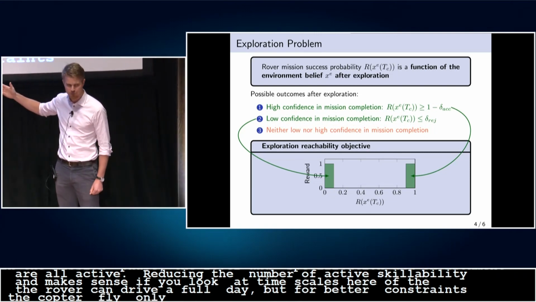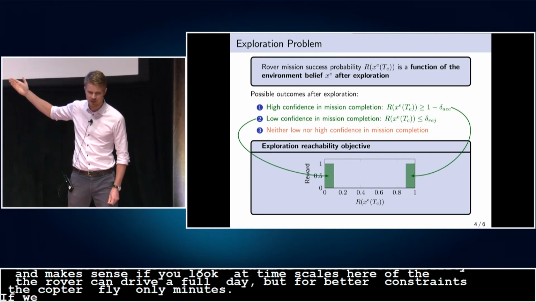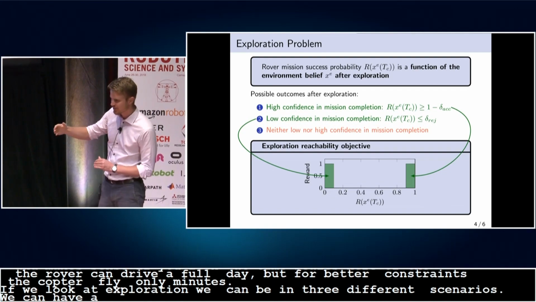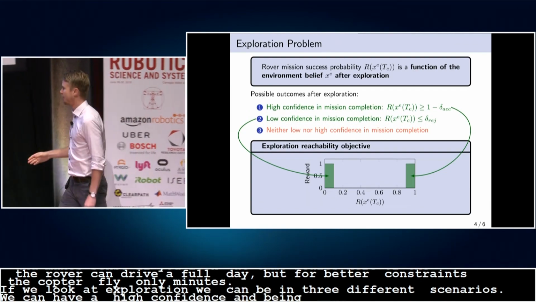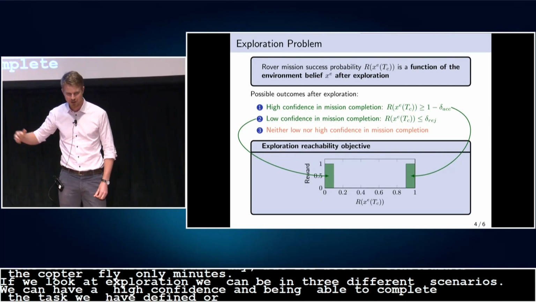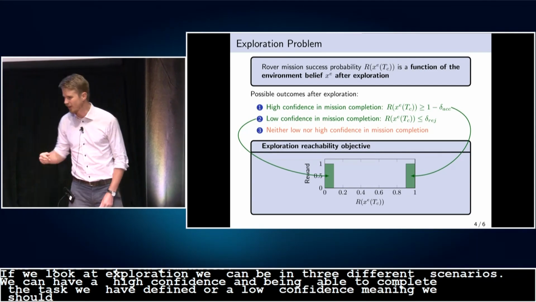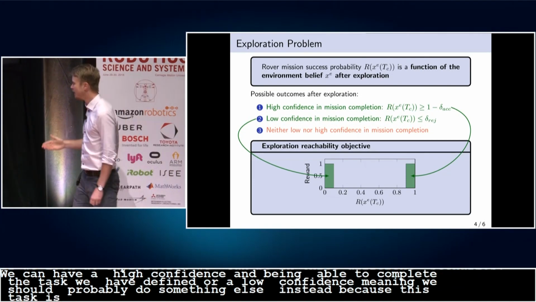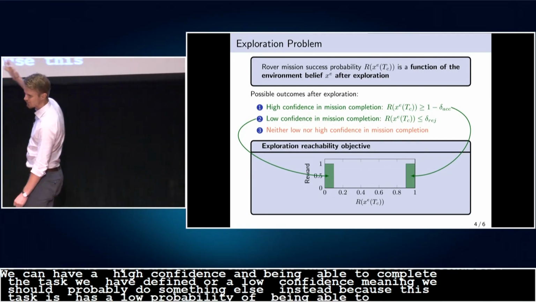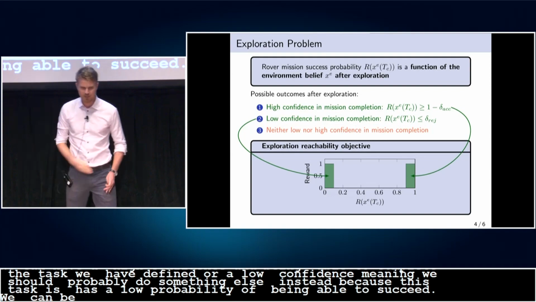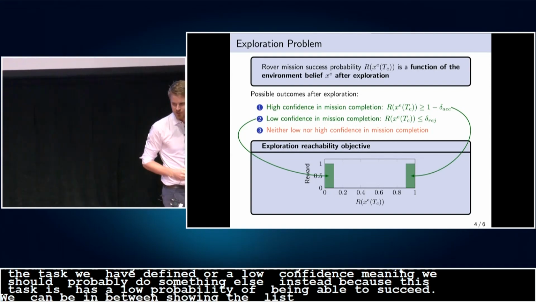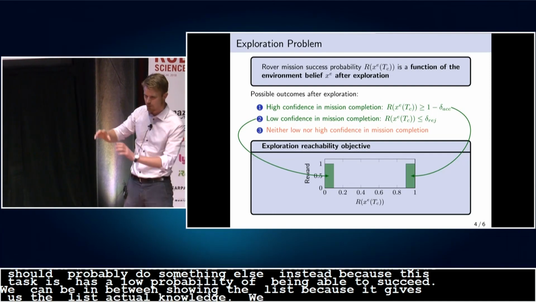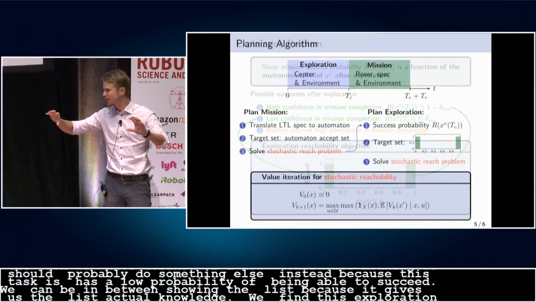If we look at what can happen after exploration, we can be in three different scenarios. We can either have a very high confidence in being able to complete the task we had defined, or we can have a very low confidence, meaning that we should probably do something else instead because this task has a low probability of being able to succeed. Or we can be in between, which is actually the least desirable here because that gives us the least actionable knowledge. So we define this exploration reachability objective where we want to reach either of these two extremes.